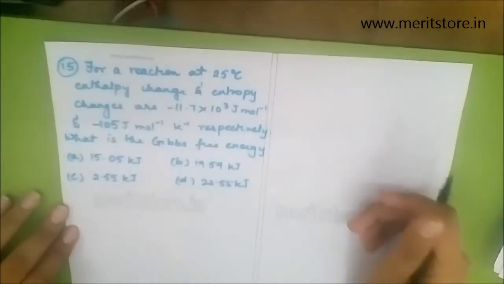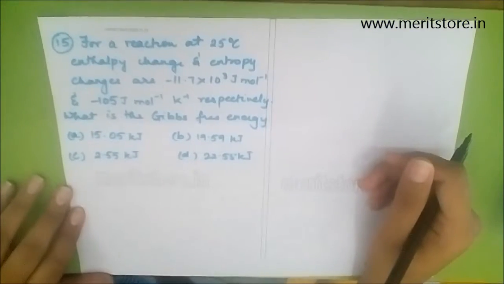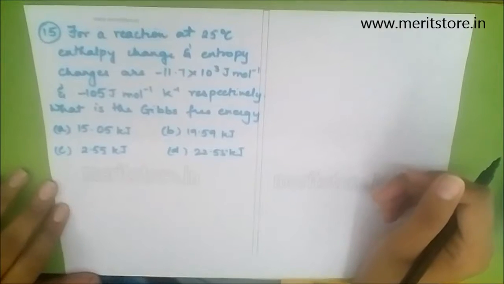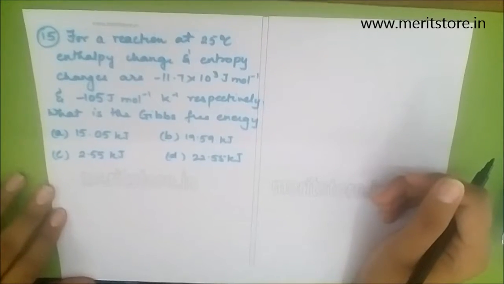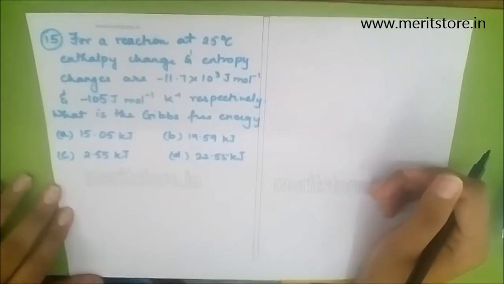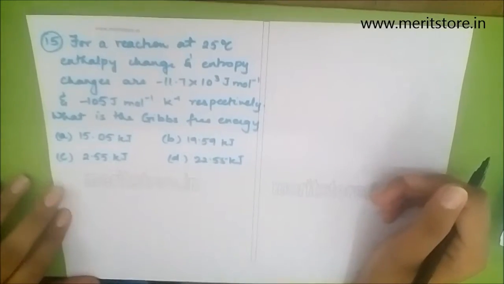For a reaction at 25 degrees Celsius, enthalpy change and entropy change are minus 11.7 into 10 raised to 3 joules per mole and minus 105 joule per mole per Kelvin respectively. What is the Gibbs free energy?